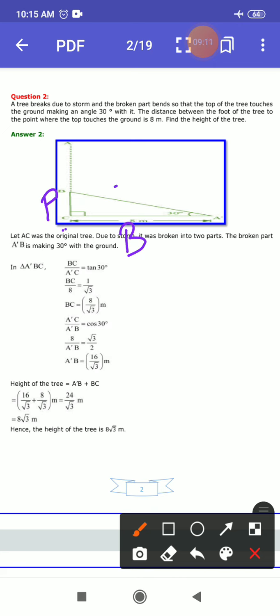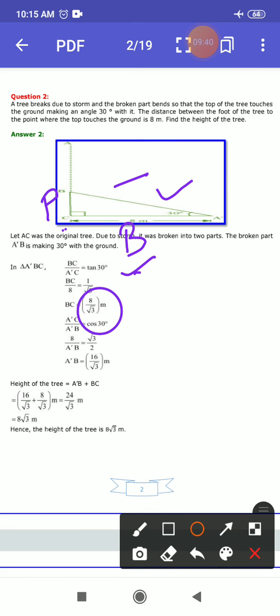By this way you have to find the value of the perpendicular, and then we have to find the hypotenuse. So for the hypotenuse and the base, what is the relation? This is your hypotenuse and this is your base. The relation is cos theta. So cos theta is equal to base upon hypotenuse. Then put the values of base and cos 30, which is root 3 upon 2, and then A dash B is equal to 16 upon under root 3.